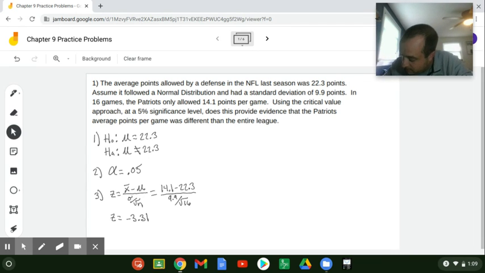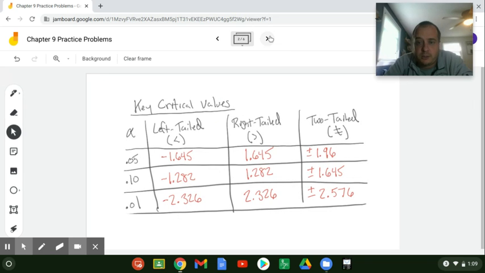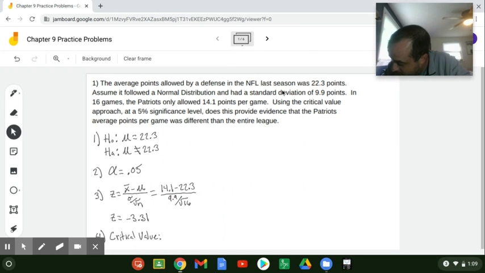Now, on step 4 here, I need to find out what my critical value is. And hopefully you remember last class or a couple of classes ago, I gave you all of the important critical values for us to know. So, a two-tailed test right here. This is a two-tailed test, so it's going to be plus or minus, and at an alpha level of 0.05, my critical value here is going to be plus or minus 1.96.